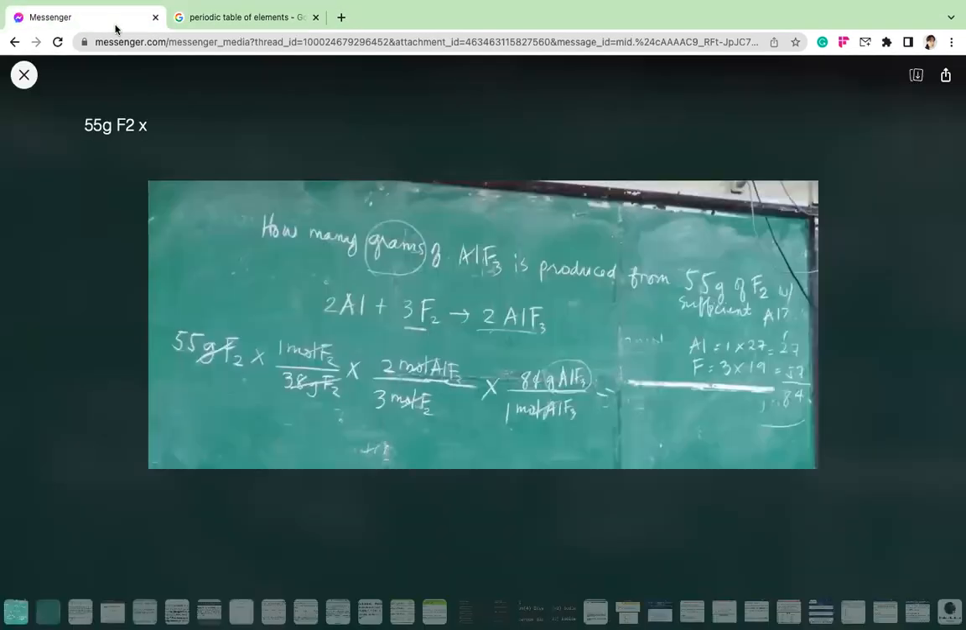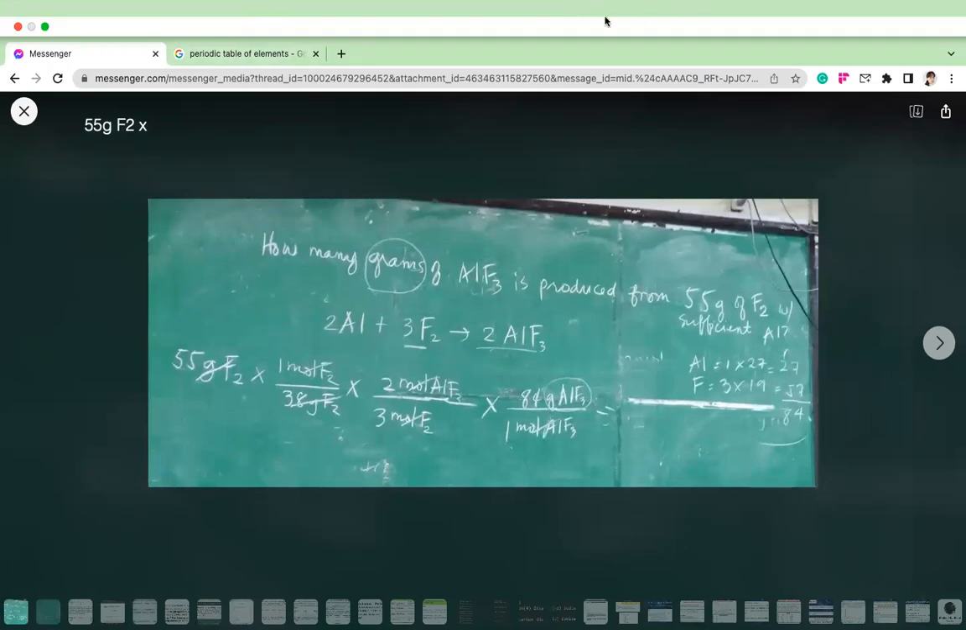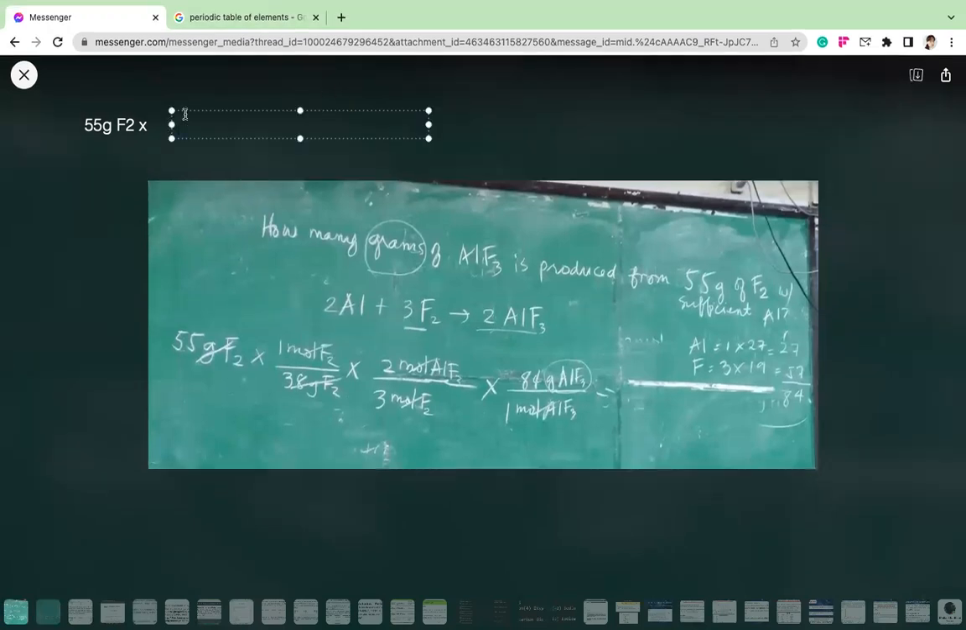Favorite ko to kasi magsimula ka doon sa given. Magsimula ka lagi sa given. Ang given mo, F2. Tama? Yes. So, kailangan mo lang mag-multiply ng molar mass hanggang sa maiwan yung hinahanap mo, yung unknown. So, sabi natin, 1 mole of F2, ilang mass? 38 gram F2. Yes. 38 kasi 19. Okay.